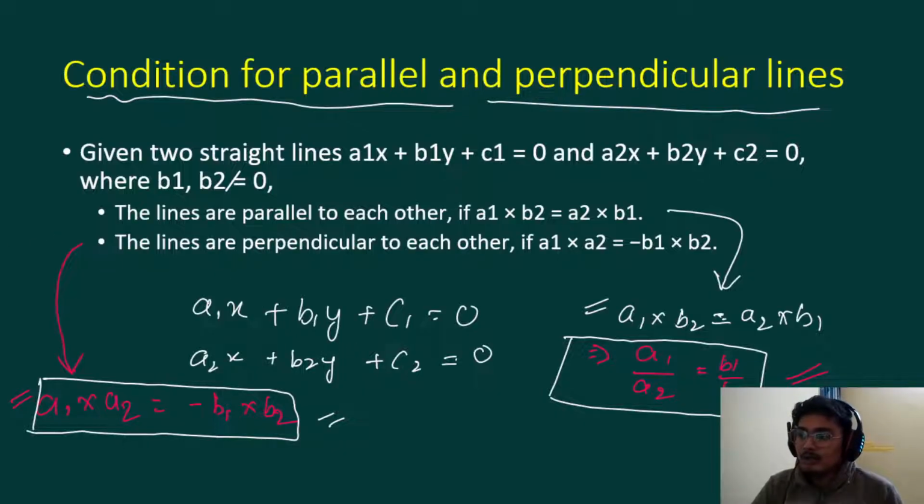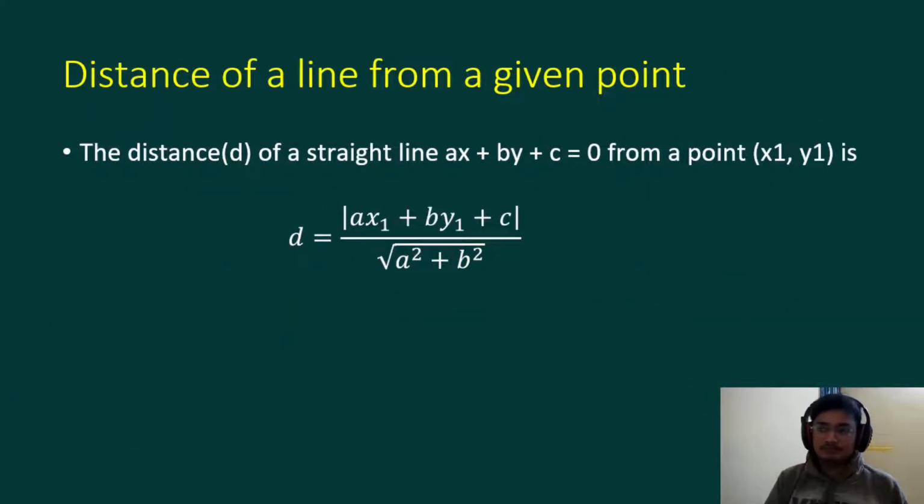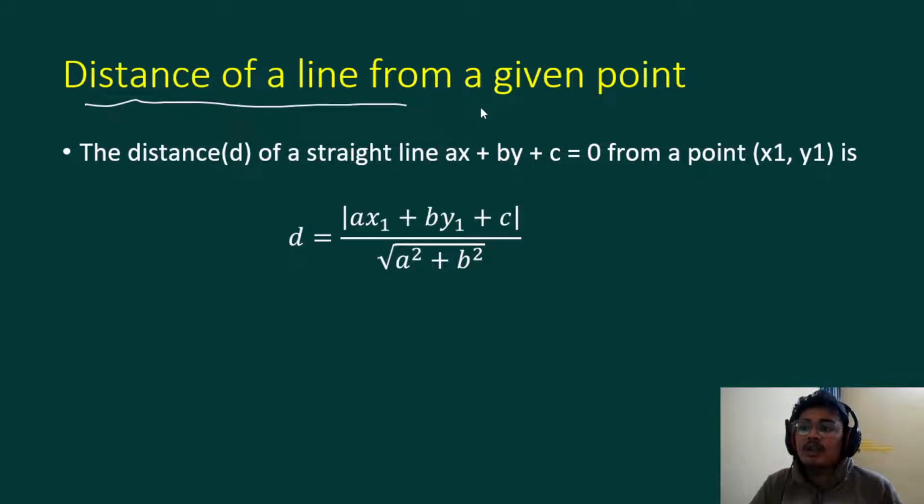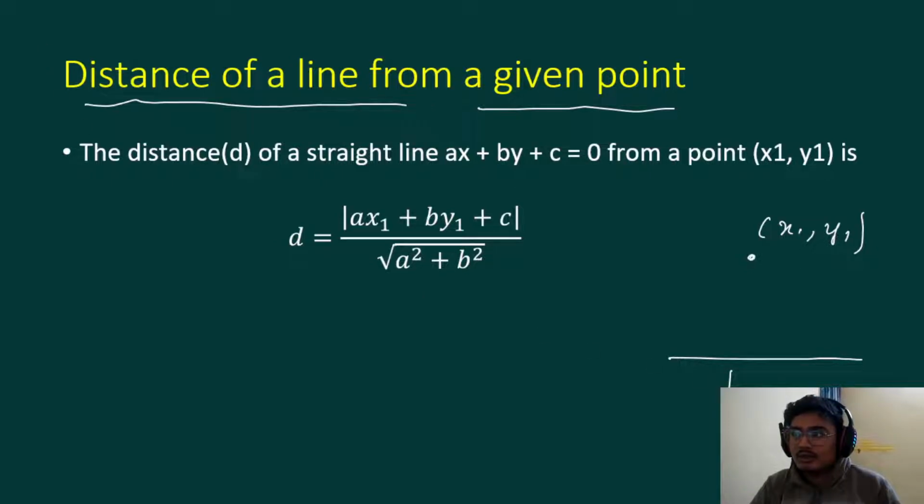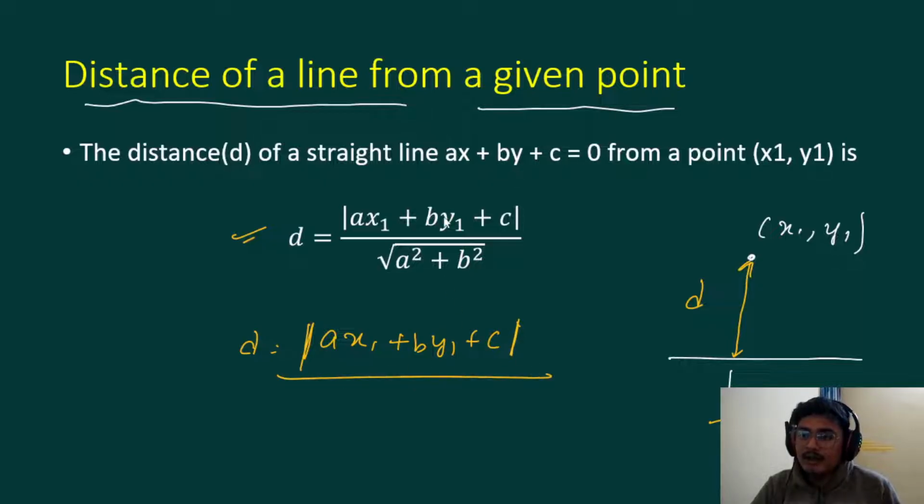Now moving toward our next topic, finding the distance of a line from a given point. Let's say we have a point x1 comma y1, and a given line whose equation is ax plus by plus c equals 0. We want to find the distance of this point from this line. The formula of distance is d equals the mod of a x1 plus b y1 plus c, upon the square root of a square plus b square.